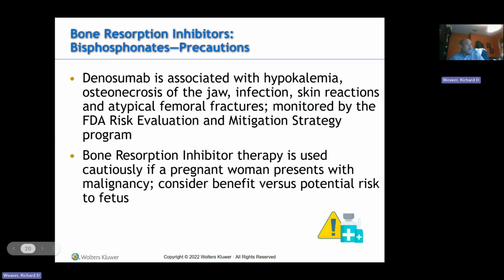All right. Now, this is another bisphosphonate drug. Denosumab is associated with hypokalemia, also osteonecrosis of the jaw. Think osteo meaning the bone, and necrosis, death of the jawbone. It can also cause infection, skin reactions, and atypical femoral fractures.